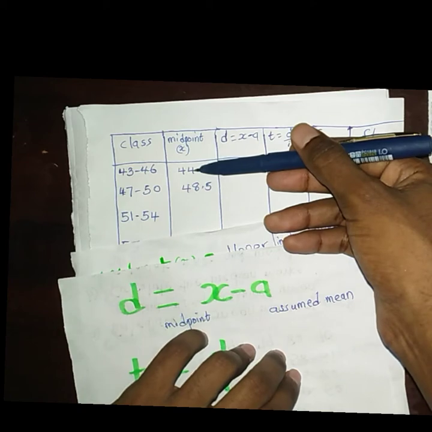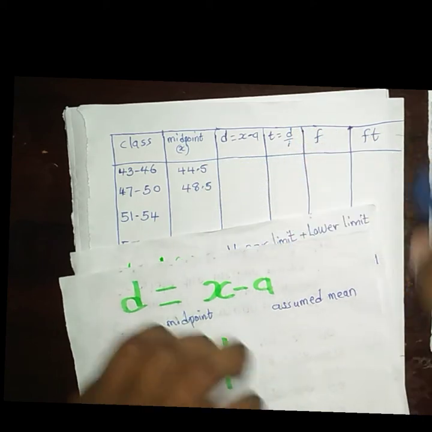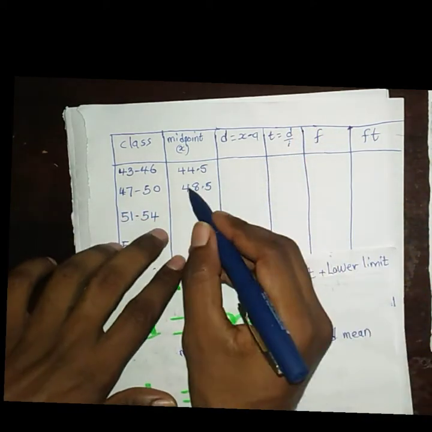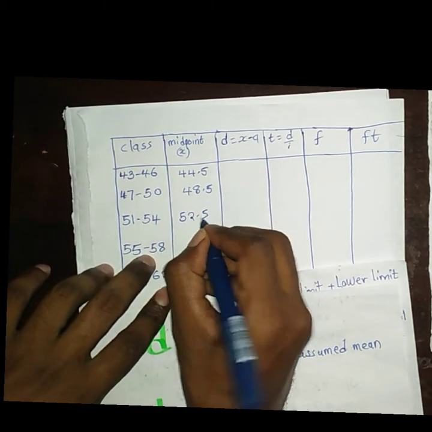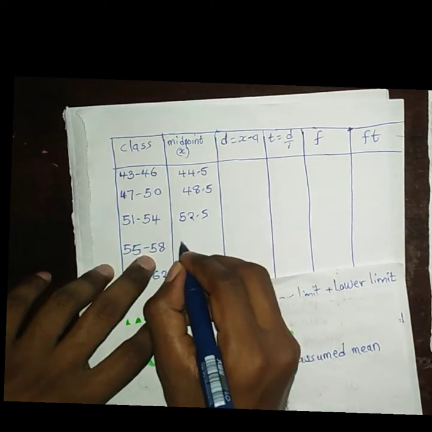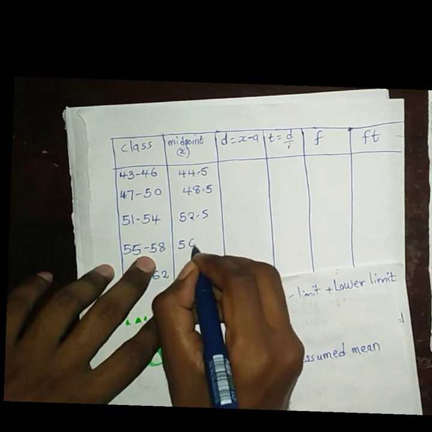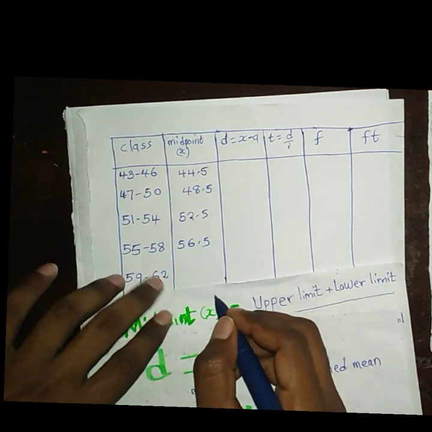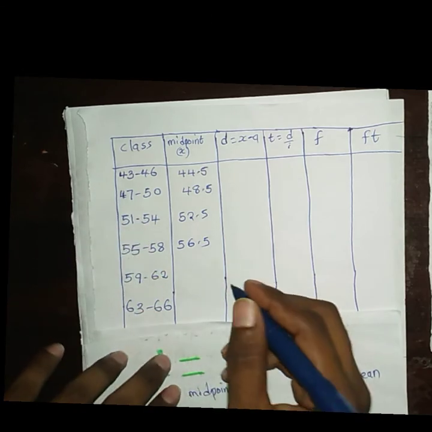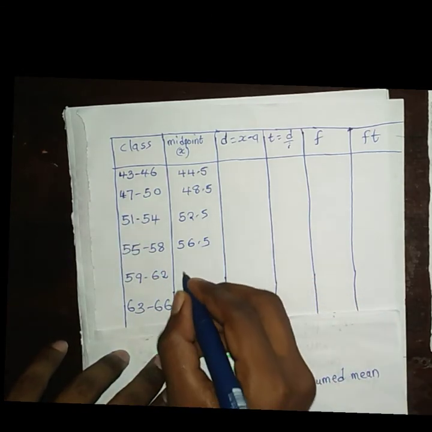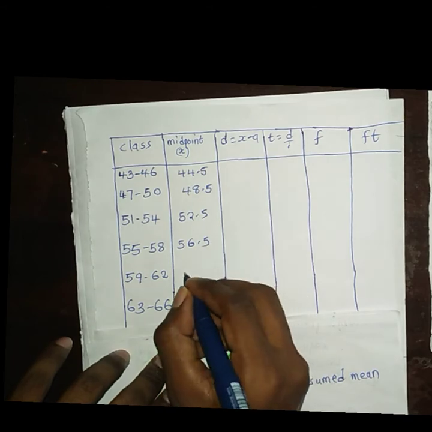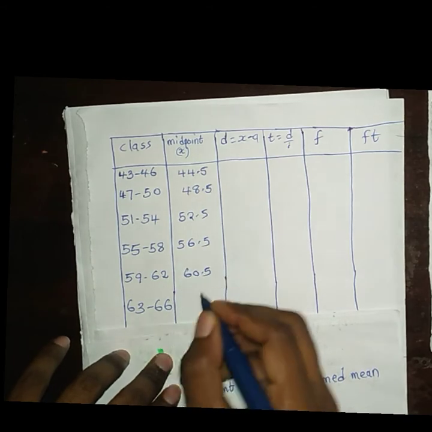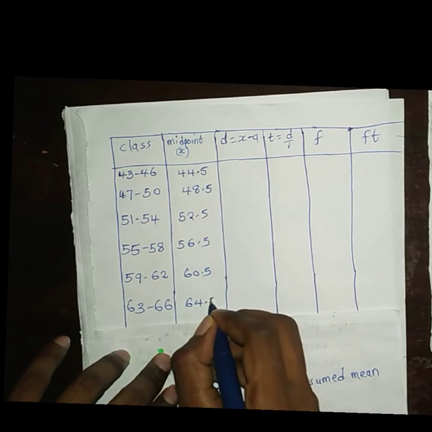If we add 4 to 44.5, we are going to get 48.5. And then if you add 48.5 to 4, we are going to get 52.5. 52.5 plus 4, 56.5. 56.5 plus 4, it is 60.5, and here is 64.5.